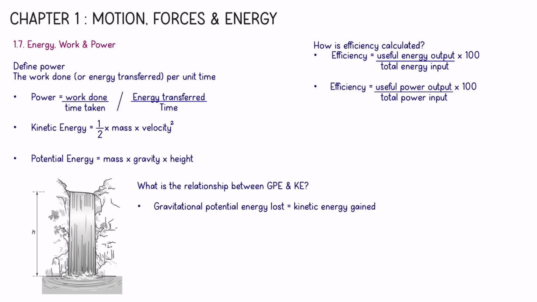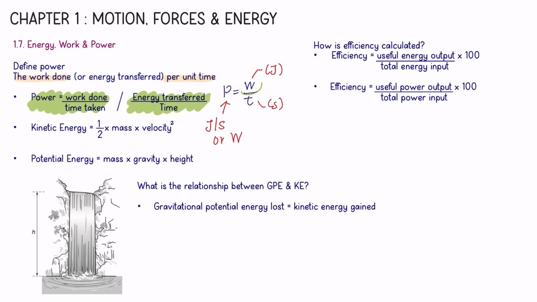Next, under work, energy, and power. Power is known as the work done or energy transferred per unit time. So here's the formula. Power equals work done over time taken. Work done is measured in joules and time in seconds. So the power will be joules per second, or you can write watts, which is W.